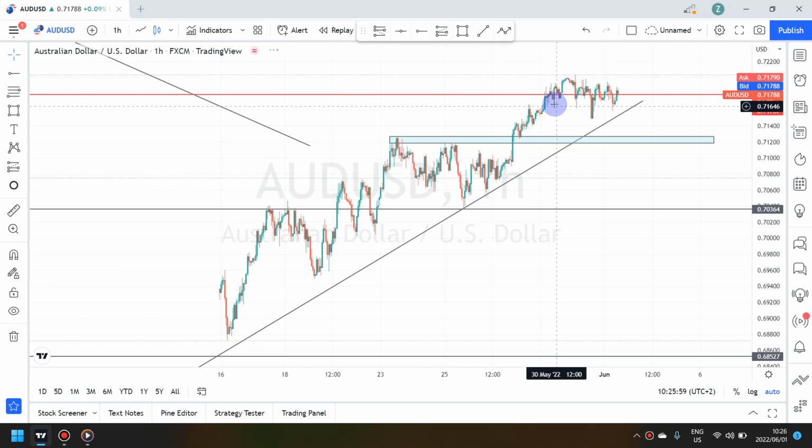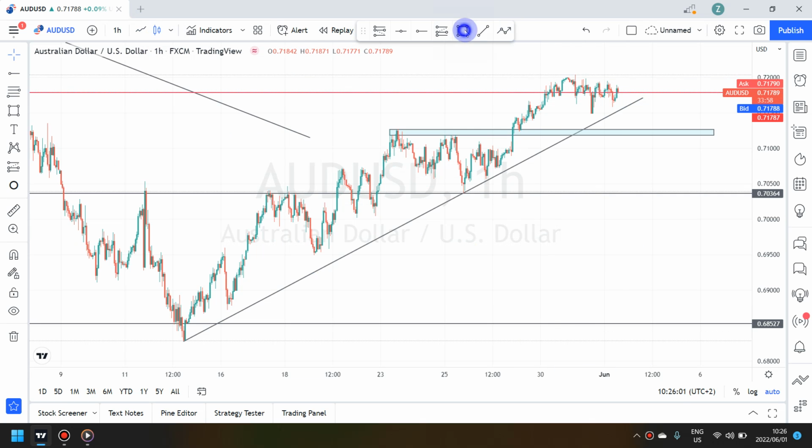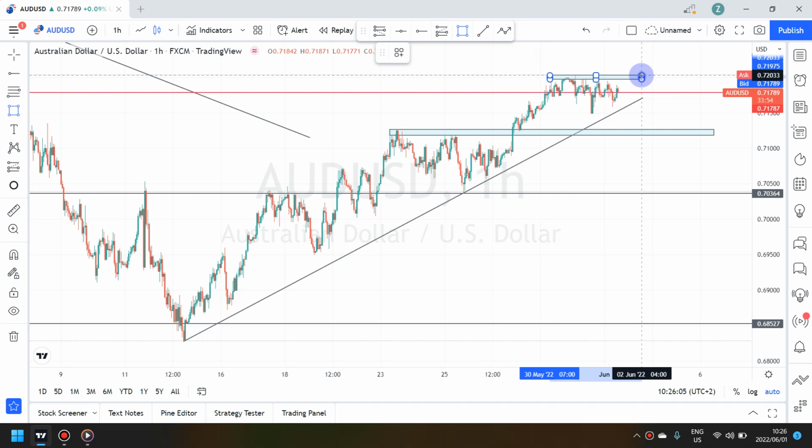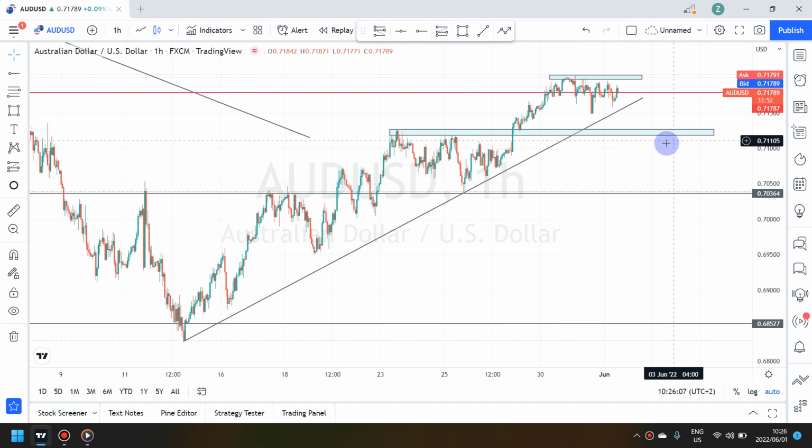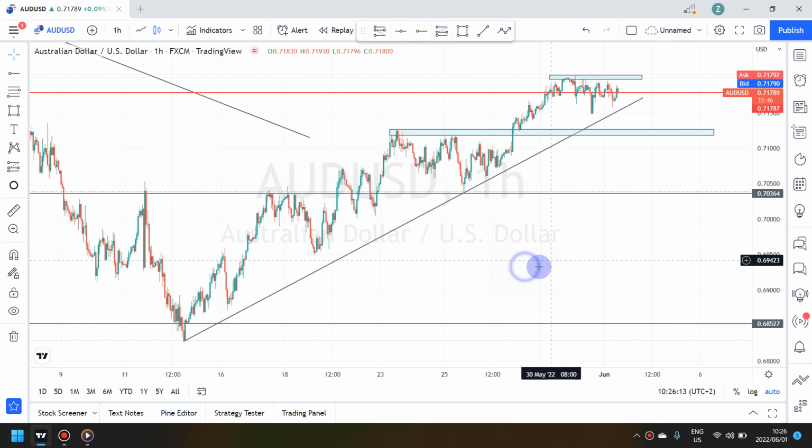So back to the hourly time frame, I also want to cater for this zone, the small zone here. Basically now, how would you cater for trading opportunities? And this is our setup.